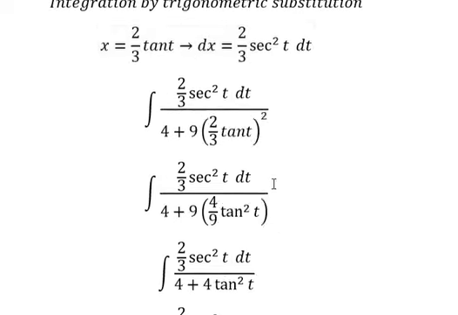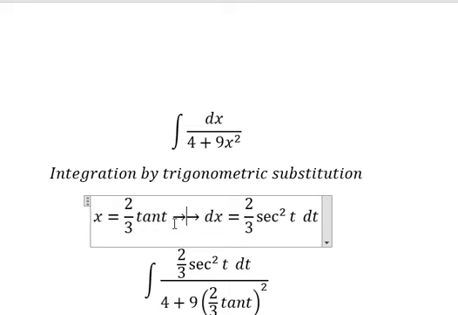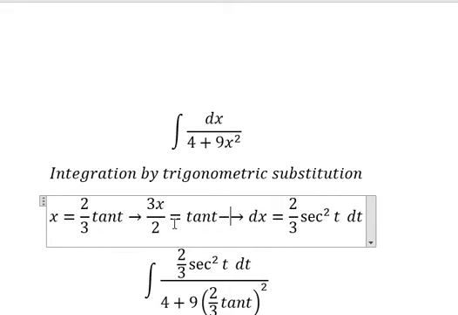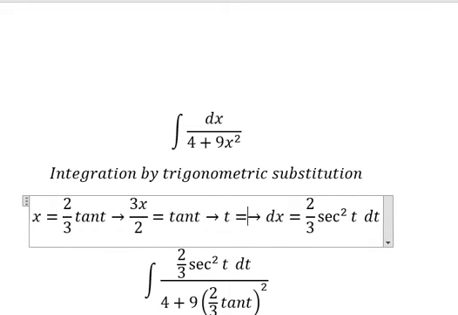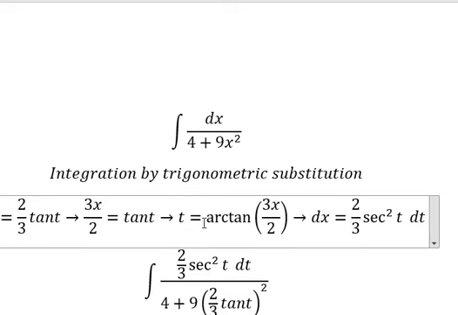About t, that is about this one, so we divide both sides by 2 over 3. And now we have t equal to arctan of 3s over 2. So I will substitute this one for t.